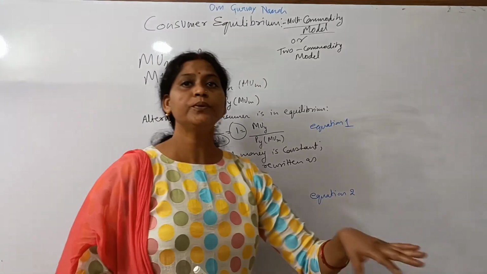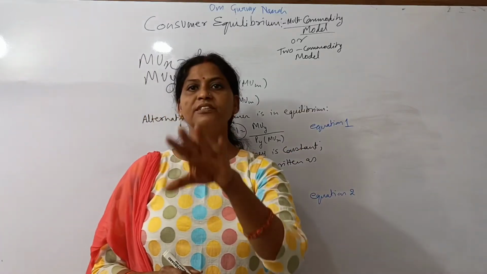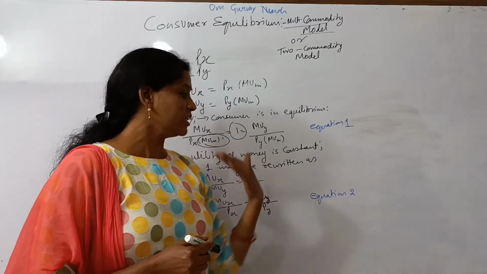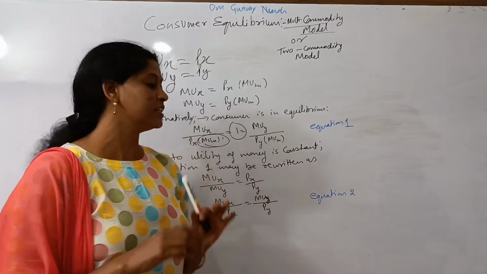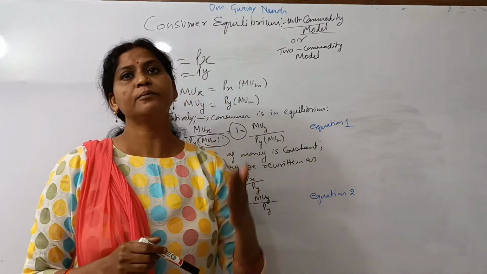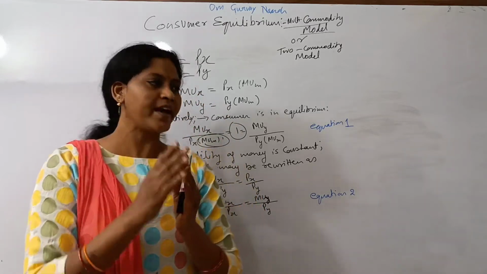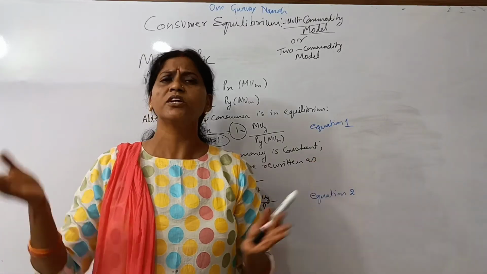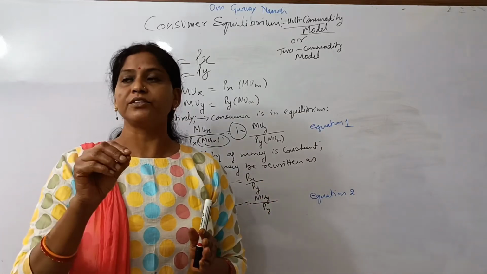Now equation 2 leads to the conclusion that the consumer reaches his equilibrium when the marginal utility derived from each rupee spent on the two commodities X and Y is the same. Now the two commodity case provides the basis for generalizing the consumer equilibrium. In fact, a consumer consumes a large number of goods and services with his given income and at given prices.